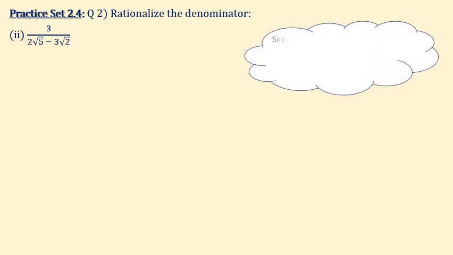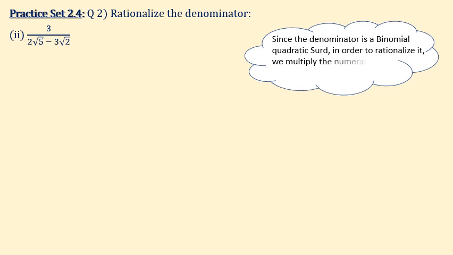Practice set 2.4, question 2. Rationalize the denominator. The first question is 3 upon 2 root 5 minus 3 root 2. Now the denominator is a binomial quadratic surd. So to rationalize the denominator, we need to multiply the numerator as well as denominator by the conjugate pair of the denominator.